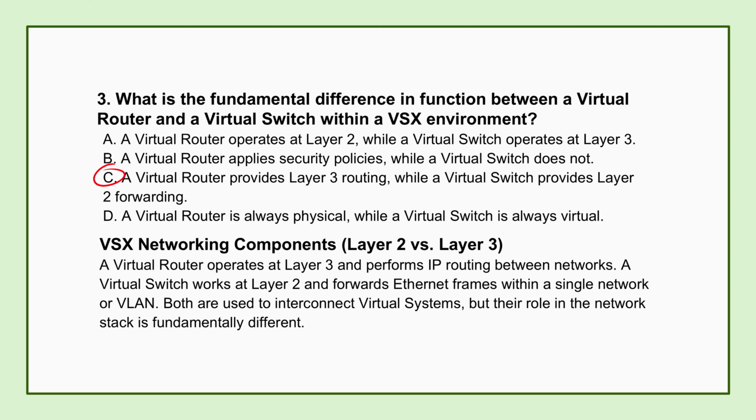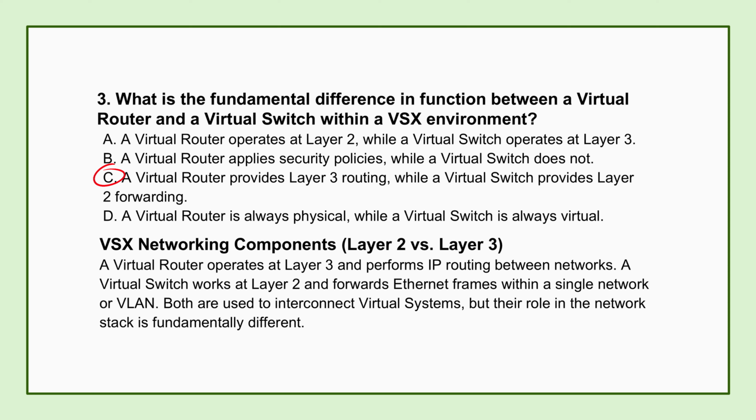Okay, so the analogy helps. Virtual router is like the big intersection directing traffic onto different highways, while the virtual switch is like the lanes on one specific highway, keeping traffic flowing smoothly within that highway. That's a pretty good way to visualize it, yeah. So fundamentally, virtual router, layer 3 IP routing between networks. Virtual switch, layer 2 frame forwarding within a network.